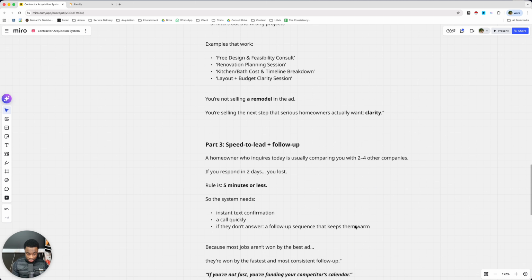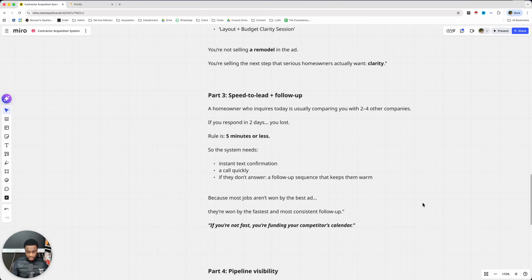If you get the time, give them a quick call. And if they don't answer, set up a follow-up sequence that keeps them warm. Because most jobs aren't won by the best ad, they're won by the fastest and most consistent follow-up. So if you're not fast, you're funding your competitor's calendar. And that's something to keep in mind.